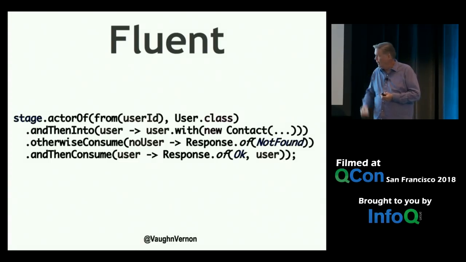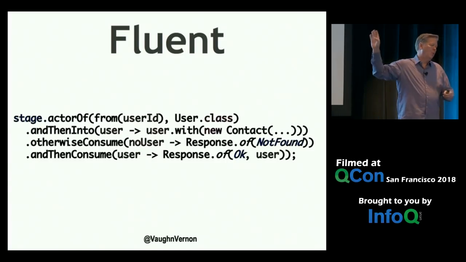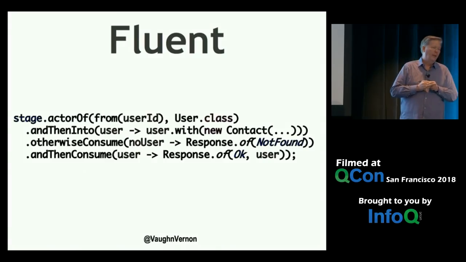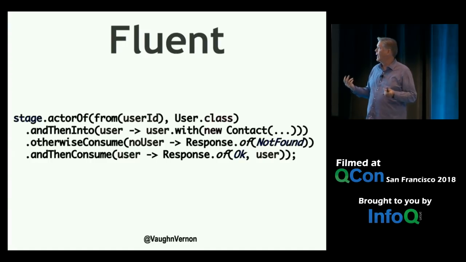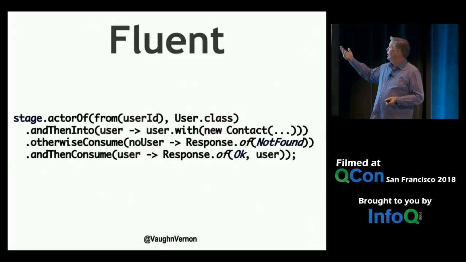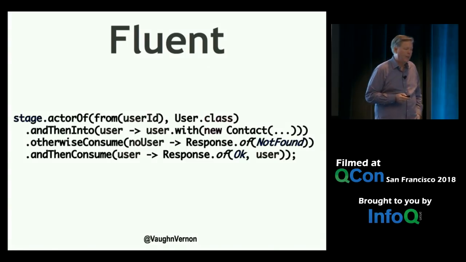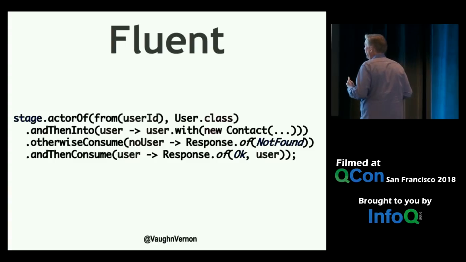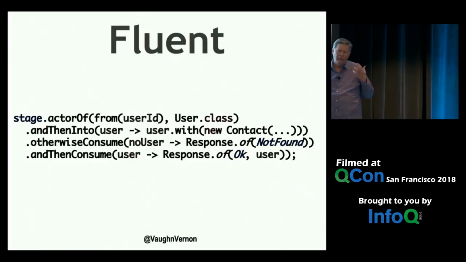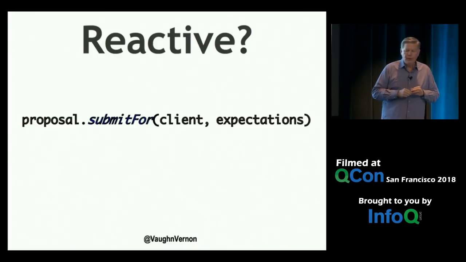Now, imagine this. And I forgot to mention, why is the otherwise consume there? Well, this is in case the user wasn't found. What do you want to do in that case? Otherwise consume, and we then answer a response of not found in our REST response, okay? So imagine being able to have fluency both in your API and in your domain model. It just sounds the way things work. The question is, is this reactive?